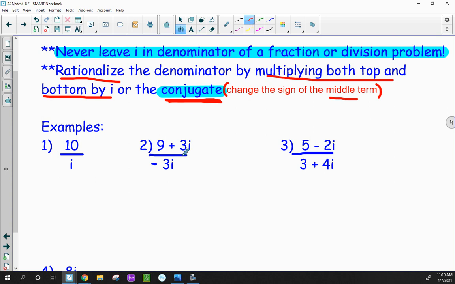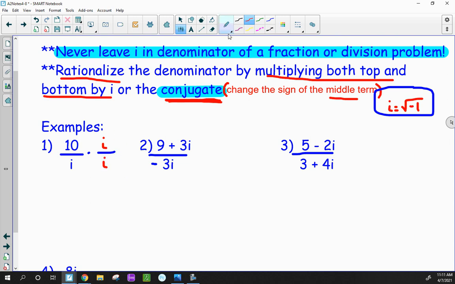So question number 1, example 1. We have 10 divided by i. Since we know from the past that i is the same thing as the square root of -1, that's the definition for it, and we've also learned that we cannot leave radicals underneath division bars, then we can't leave i underneath a division bar. So we're going to have to rationalize by multiplying the top and the bottom by i. If this is one term, that is the way to simplify it.